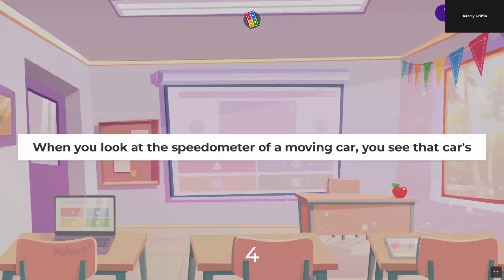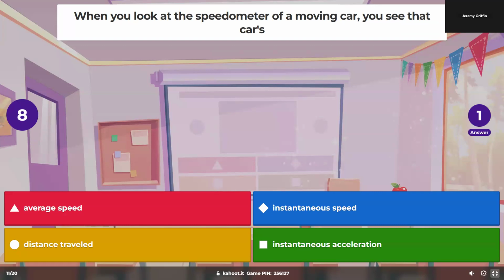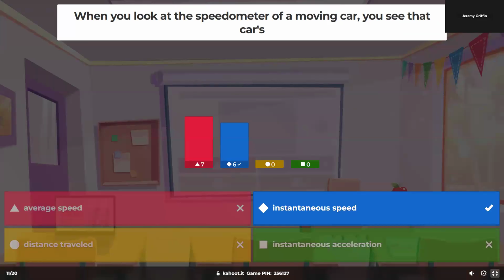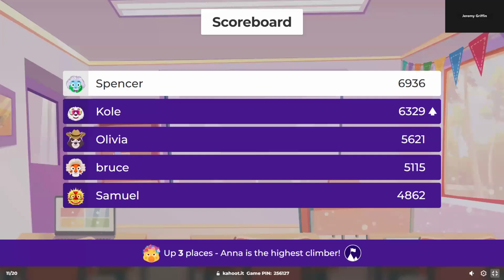When you look at the speedometer of a moving car, you see that car's instantaneous speed. Yes, the speedometer tells you how fast the car's going at that instant, right? Average speed is like if you're going on a long road trip, you say, well, I went many miles over many hours, and I kind of divide it up. The speedometer tells you at that instant. Same thing as the equations, because all the velocities that go in those 3 kinematic equations are all instantaneous values.